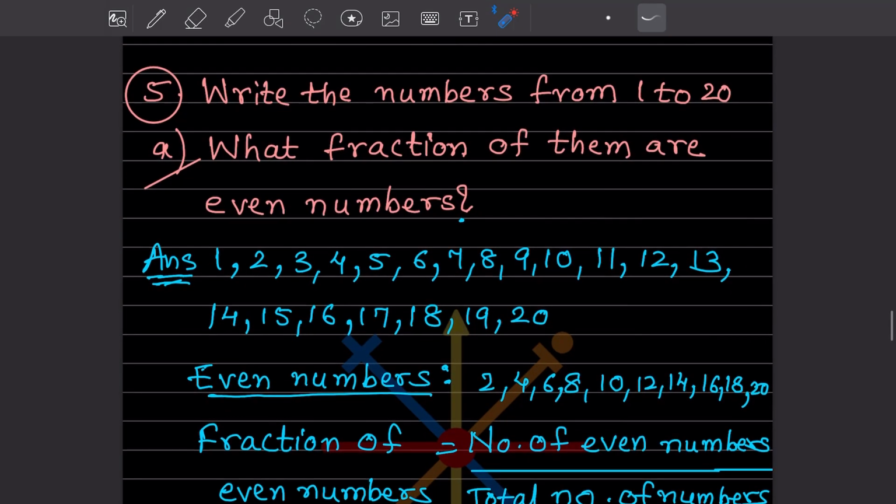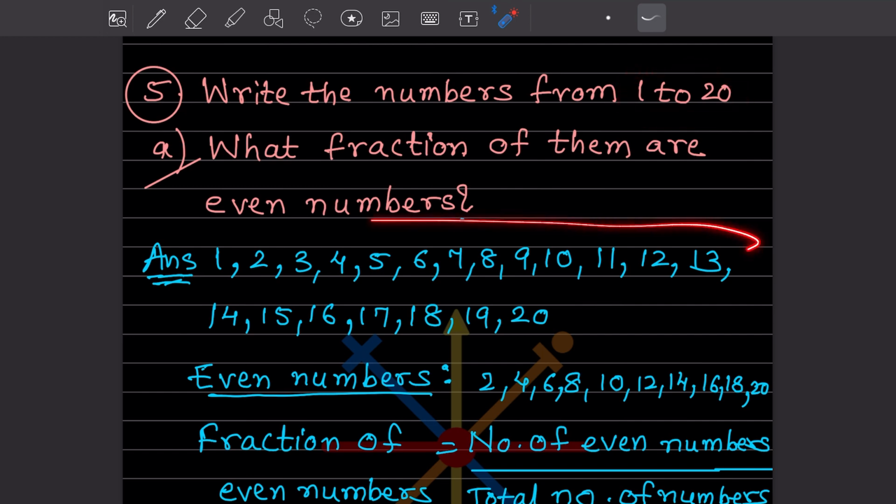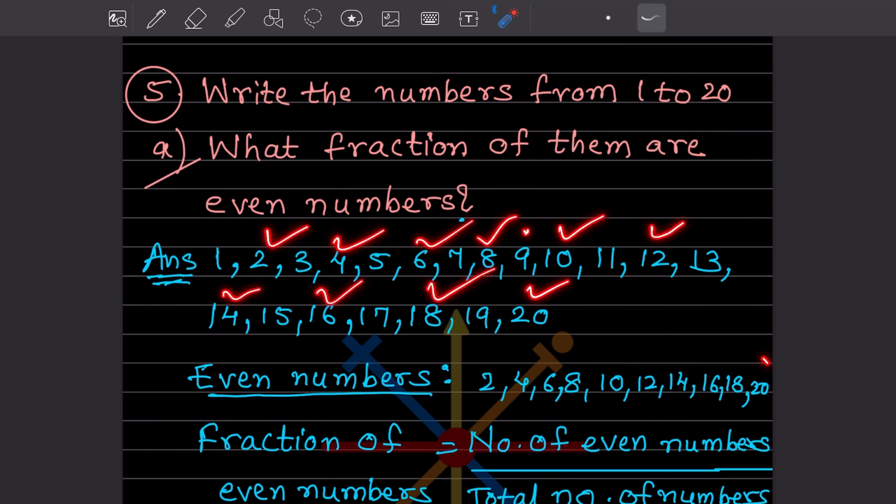Next it says to write the numbers from 1 to 20, and find what fraction of them are even numbers. So first thing, what are we going to do? We are going to write the numbers from 1 to 20. So we have written the numbers over here from 1 to 20. Out of that, we are going to see the even numbers. So which are the even numbers? Those which are divisible by 2. So out of this they are 2, 4, 6, 8, 10, 12, 14, 16, 18, and 20. This is what I wrote over here.